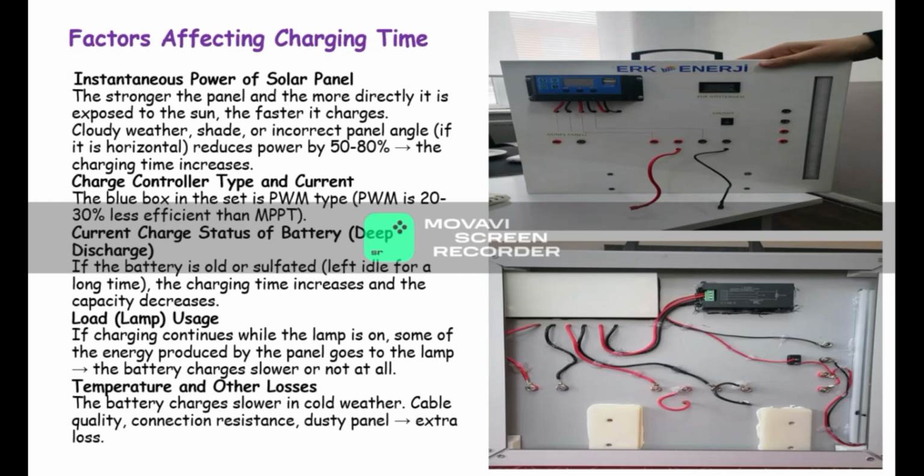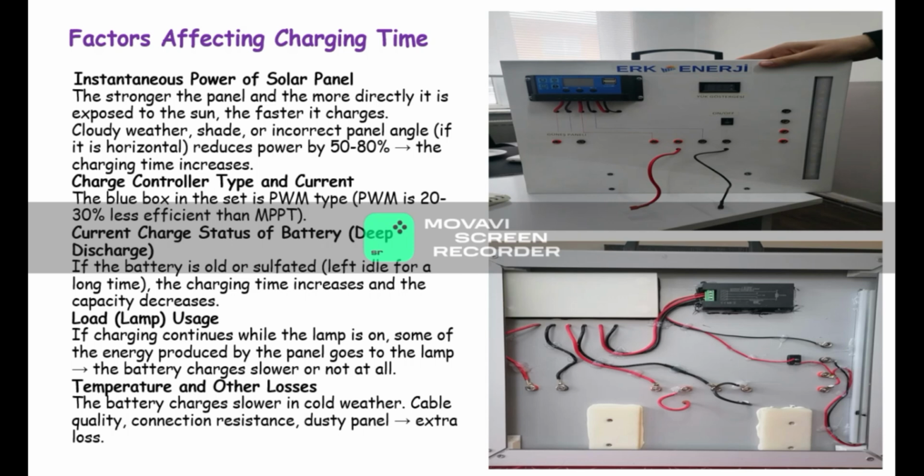Factors affecting charging time. Instantaneous power of the solar panel: the stronger the panel and the more directly it is exposed to the sun, the faster it charges. Cloudy weather, shade or incorrect panel angle, if it is horizontal for example, reduces power by 50 to 80%. The charging time here increases. Charge controller type and current: the blue box in the set is PWM type. PWM is 20 to 30% less efficient than MPPT.